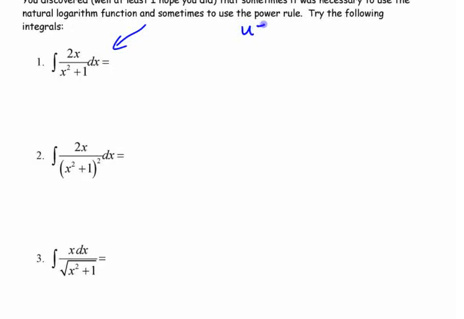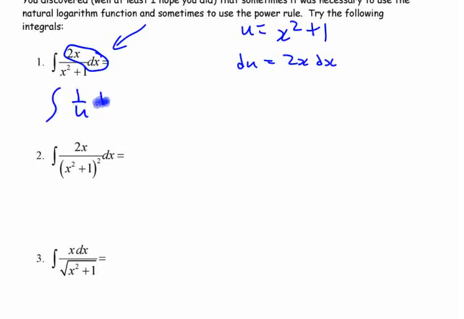If you made, what would you try making u into here? x squared plus 1. That's a good choice, right? When you're doing substitution, if you try something that doesn't work, you could just change and try something else. 2x dx. You happen to have 2x dx there, so it's going to work well, right? So you're going to have the integral of 1 over u du, and you can finish that one, right? It's going to involve natural logarithms. Natural logarithm, absolute value of u, and x squared plus 1, right?